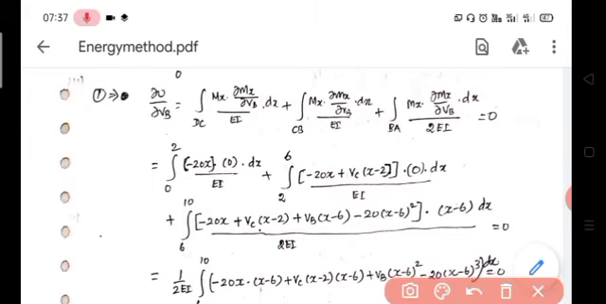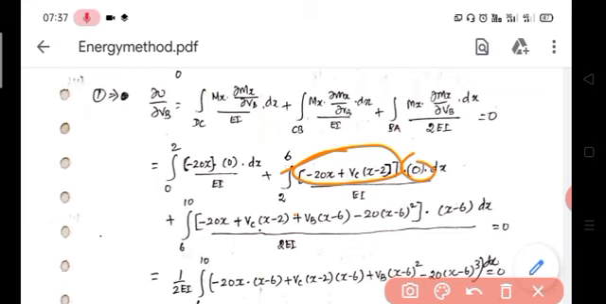For the CB portion, Mx will be minus 20x plus Vc into (x minus 2), then dou Mx divided by dou Vb is equal to 0. In the Mx term there is no Vb, so the partial differentiation with respect to Vb is equal to 0. Then the BA portion. The BA portion has 2 times the moment of inertia. DC and CB have a single moment of inertia, but BA has 2 times, therefore the denominator is 2EI.